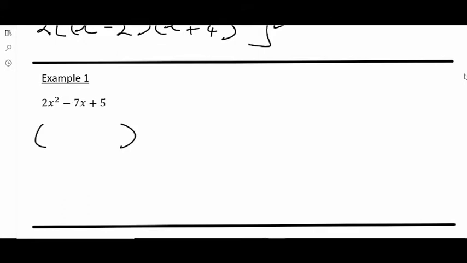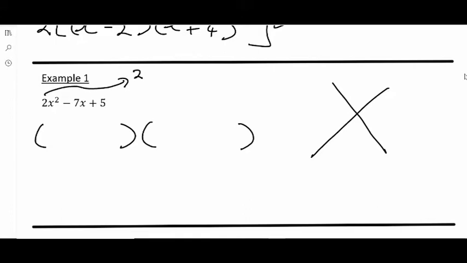What if I told you that it stays in the same format? We need a binomial multiplied by another binomial, but it's a little bit more tricky. This is a prime number. That makes our life so much easier because we can simply say that the factors of 2 is just 1 times 2. Easy stuff. The factors of 5, another prime number, is just 1 times 5.